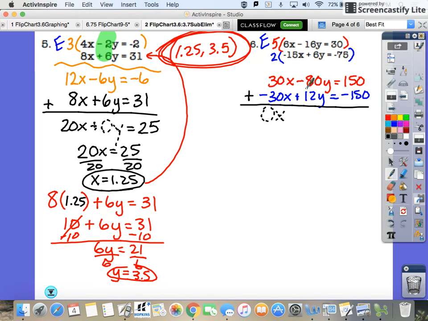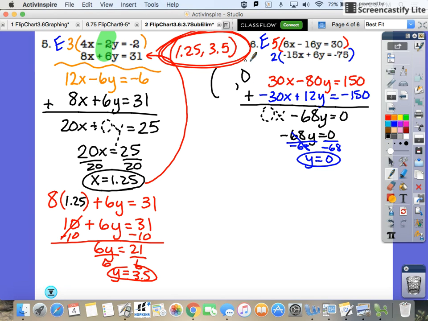Negative 80 plus 12 is negative 68. Negative 68y equals 150 plus negative 150, which is 0. So negative 68y equals 0. Divide by negative 68, or you don't really have to because y has to equal 0.